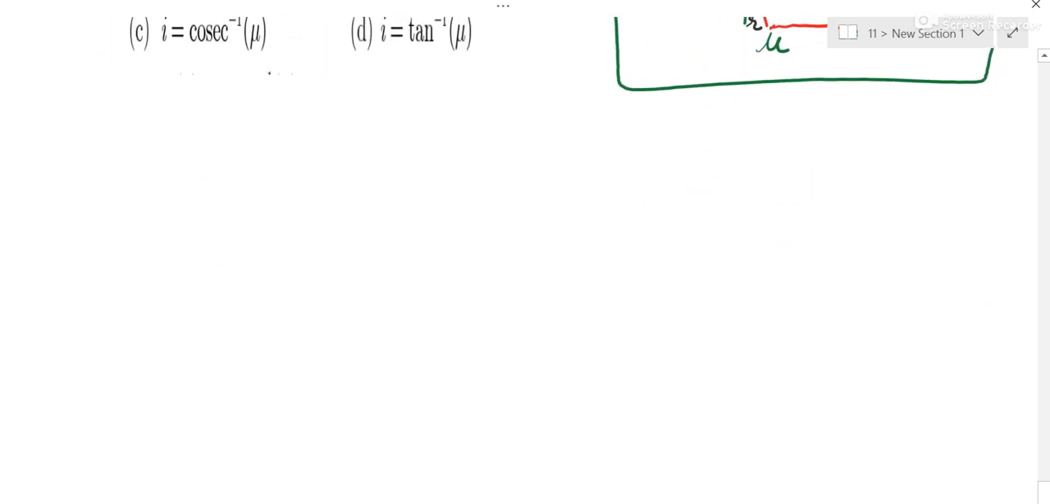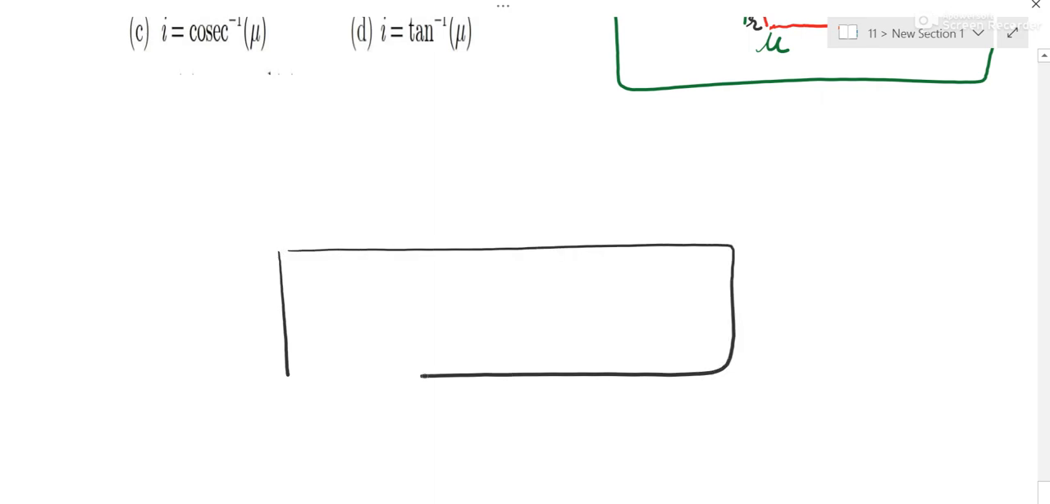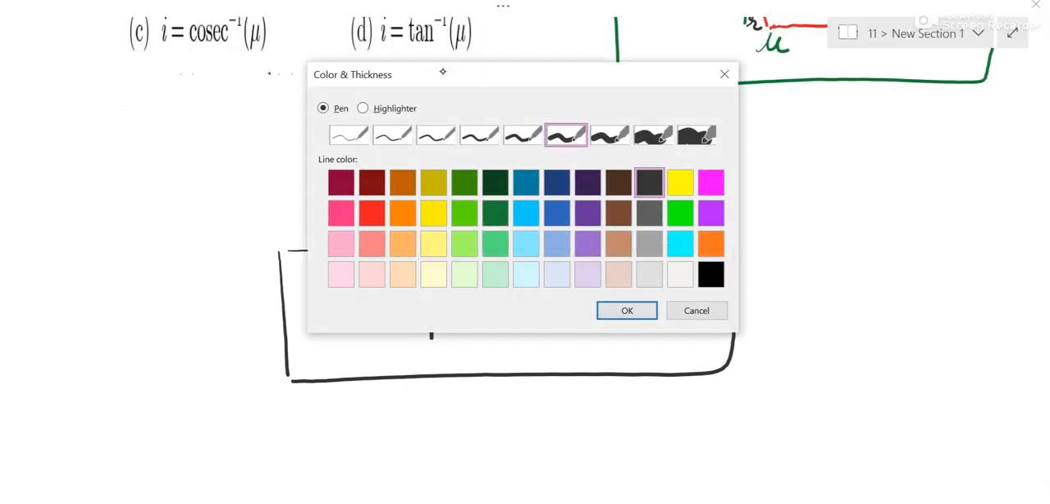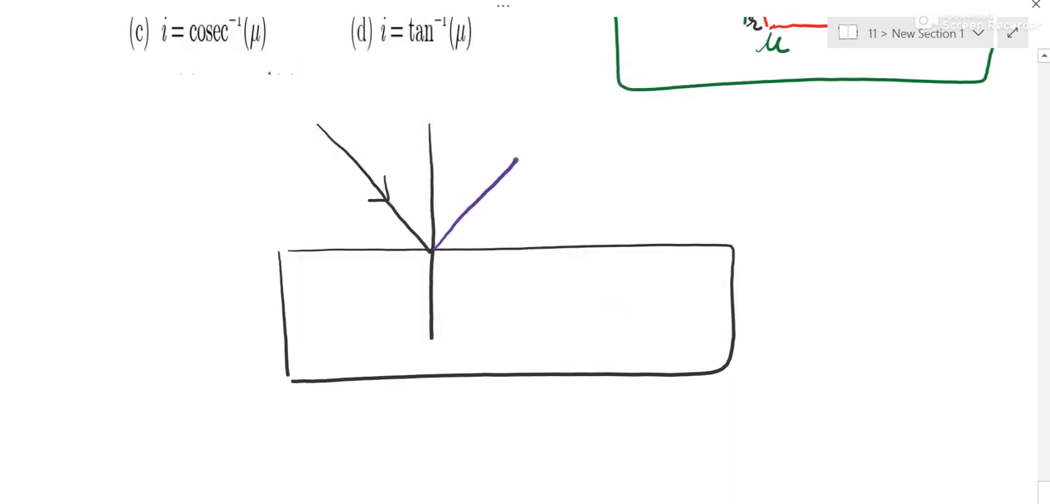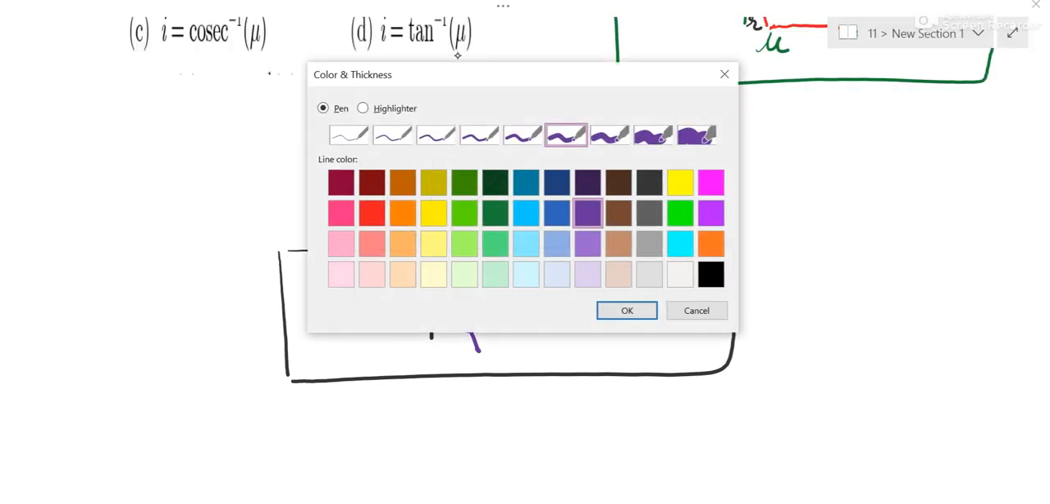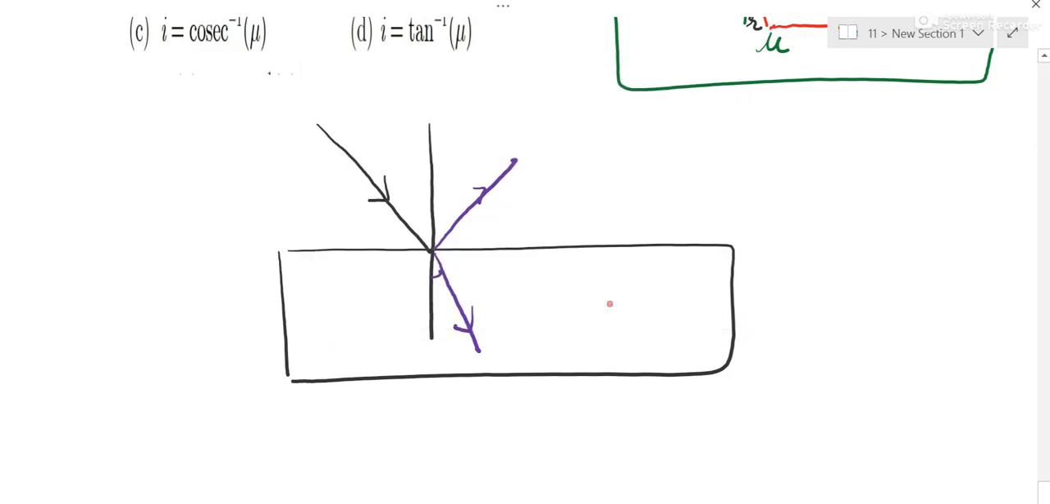Let us look at it very properly. This is the glass plate. This is the incident ray. This is the normal. A part of the light is reflected and a part is refracted. It is bending and going further. So there are some angles which need to be labeled. This is the angle of incidence. This is also i, because angle of incidence is equal to angle of reflection. This is the reflection angle, and this is refraction.